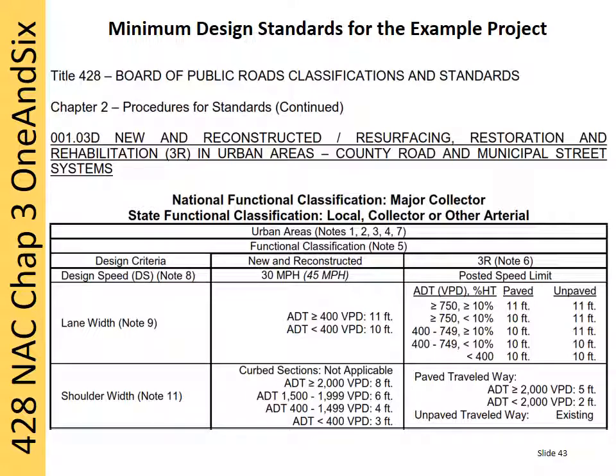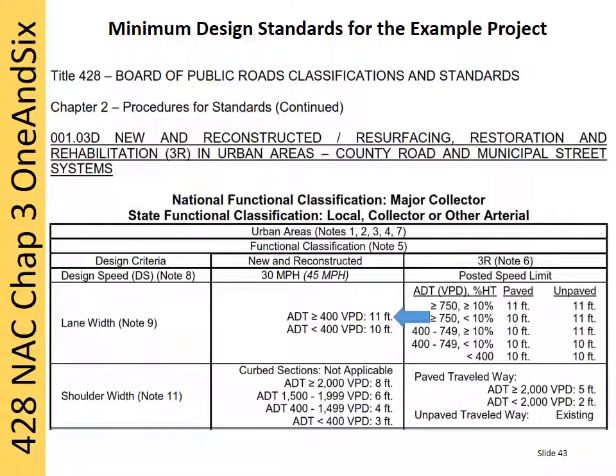Lane width and shoulder width are a function of the traffic volume. In this example, the ADT is 620 vehicles per day. The minimum lane width requirement is 11 feet. The example project plans to keep the through travel lanes at 12-foot width. The minimum standard will be met.